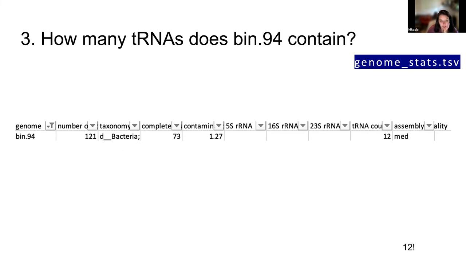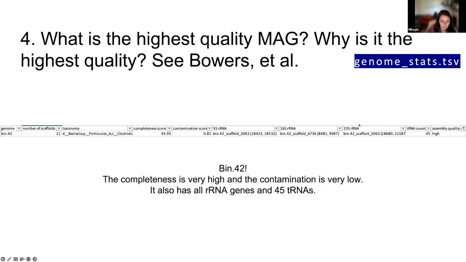Okay, so how many tRNAs does bin 94 contain? If you look at bin 94 within the genome stats, you can see that there are 12 tRNAs. Why this is important is the genome quality standards that came out in Bowers et al. ask for that type of information.